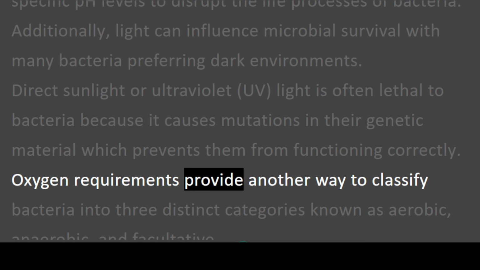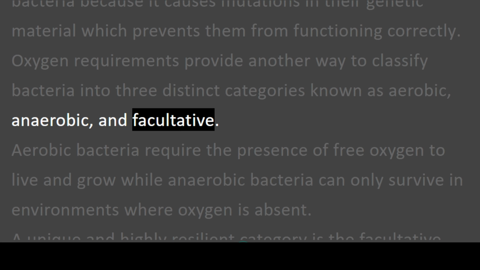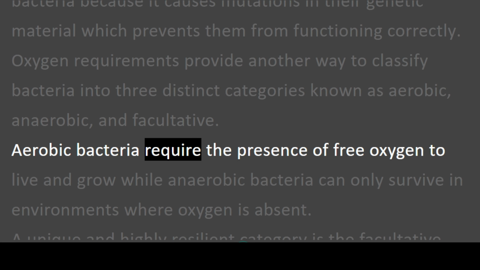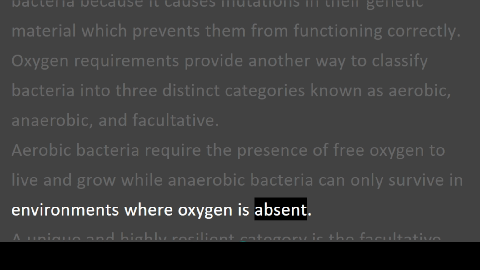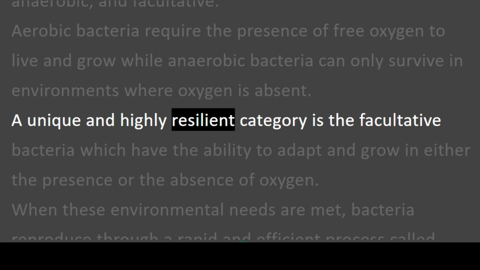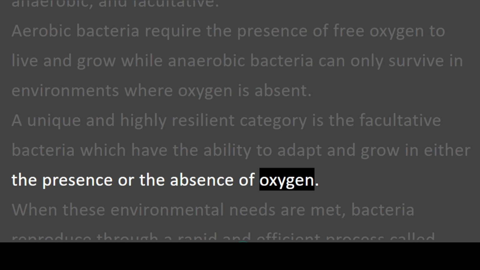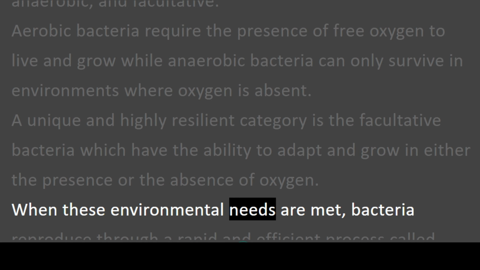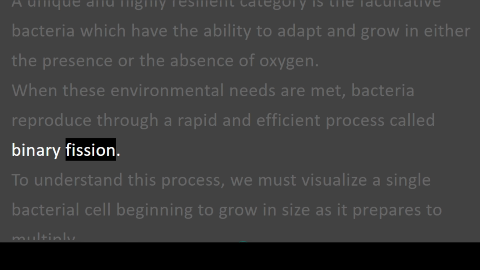Oxygen requirements provide another way to classify bacteria into 3 distinct categories known as aerobic, anaerobic, and facultative. Aerobic bacteria require the presence of free oxygen to live and grow, while anaerobic bacteria can only survive in environments where oxygen is absent. A unique and highly resilient category is the facultative bacteria, which have the ability to adapt and grow in either the presence or the absence of oxygen. When these environmental needs are met, bacteria reproduce through a rapid and efficient process called binary fission.